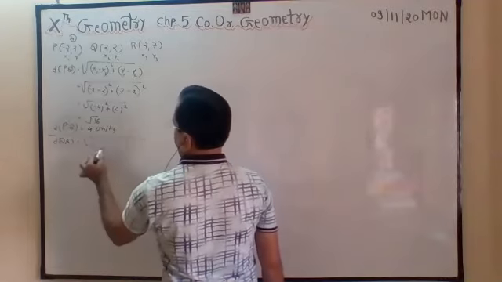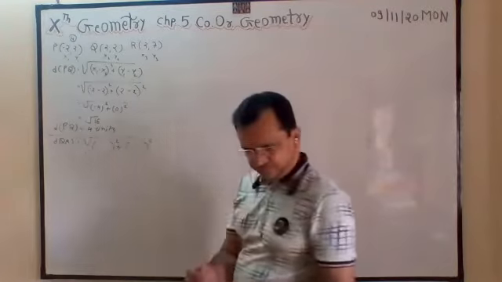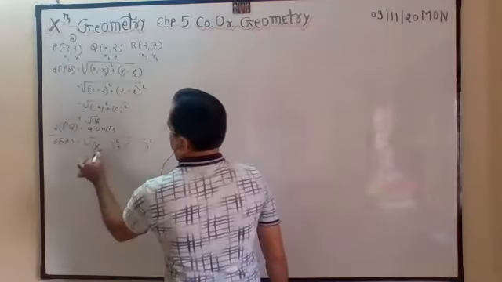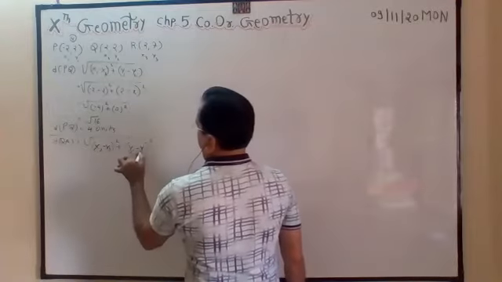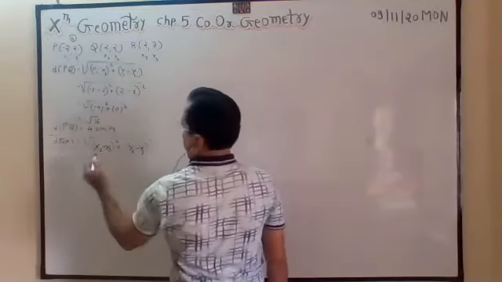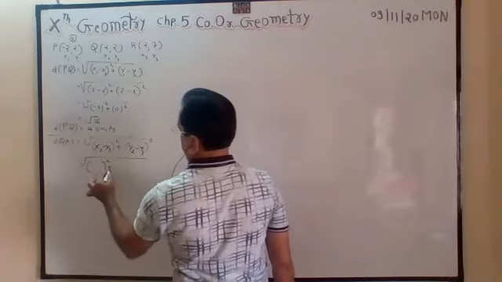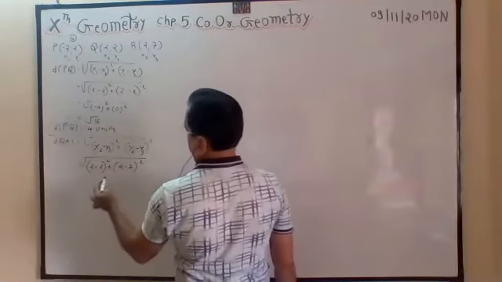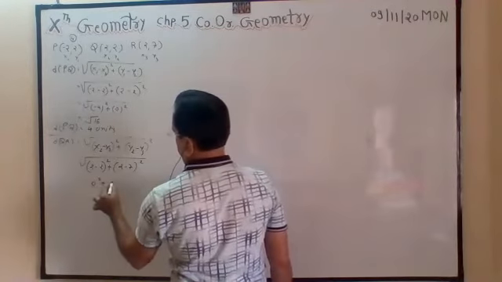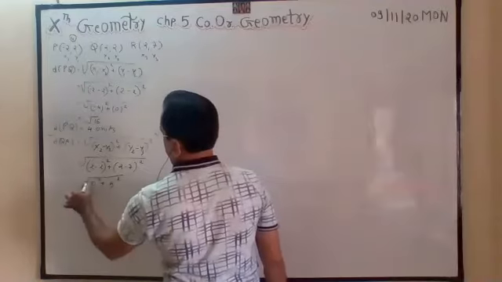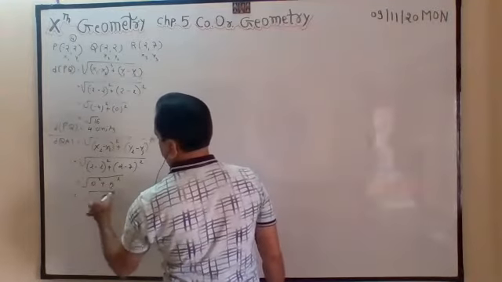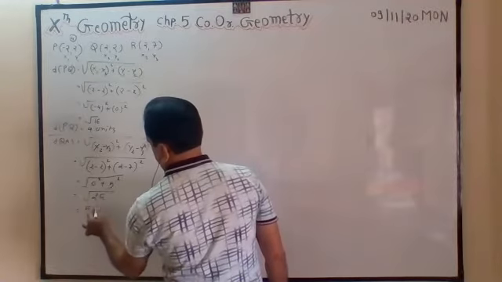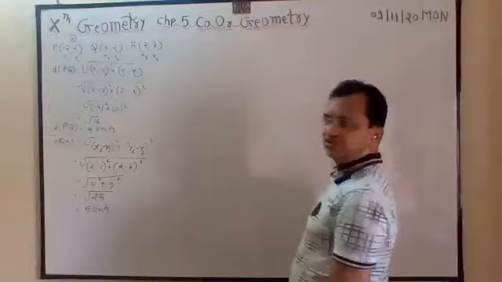QR. That is x2 minus x3, y2 minus y3. This minus this, now this minus this. Five units.